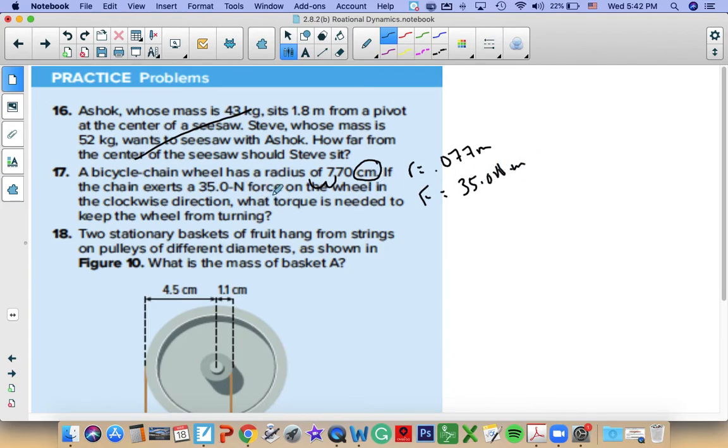Okay, so the wheel is turning clockwise, right? So the wheel has a negative torque. So what's the positive torque that I would have to exert on the wheel to keep it from turning? All right, so that's 17.